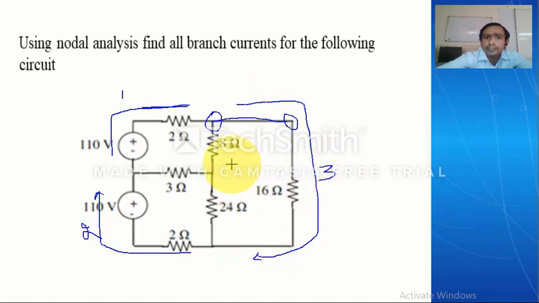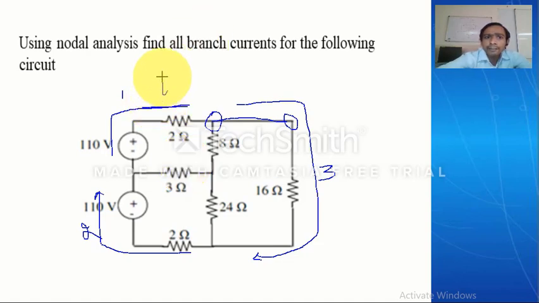Then the 8 ohm resistor is another branch element. The 24 ohm is another branch element. And the 3 ohm resistor is another branch element. So we need to calculate the current in all these 1, 2, 3, 4, 5, 6 branch elements. We have to use KCL. We can simplify it using KCL.